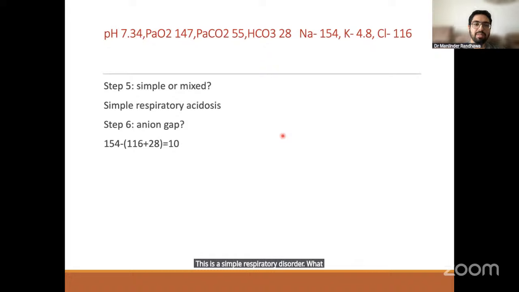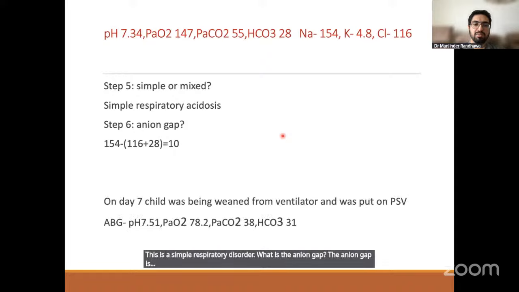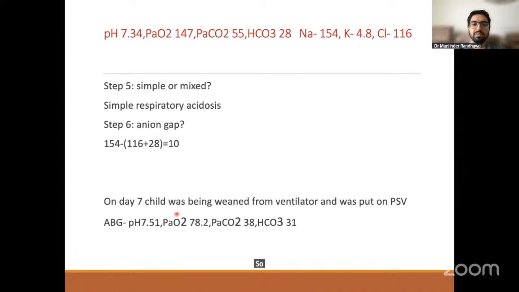What is the anion gap? The anion gap is 10, which is the normal anion gap. So now the child is being weaned from the ventilator. It is already day 7. And your pH is 7.51. O2 is 78, CO2 is 38, and bicarb is 31. So what do you think is happening here now?